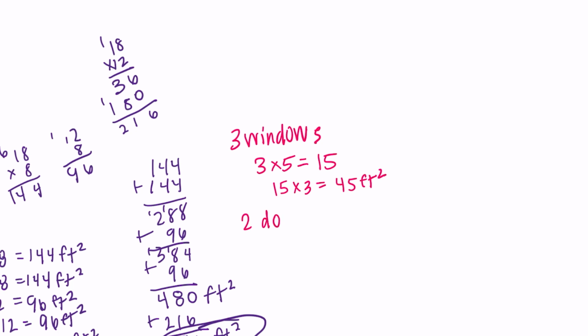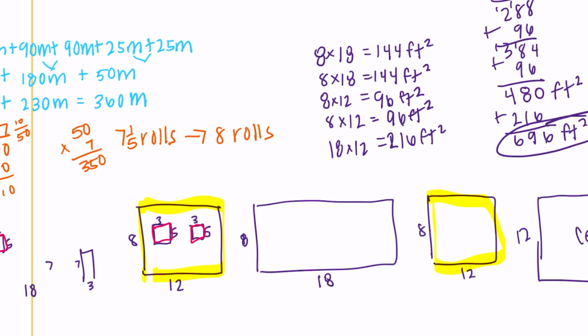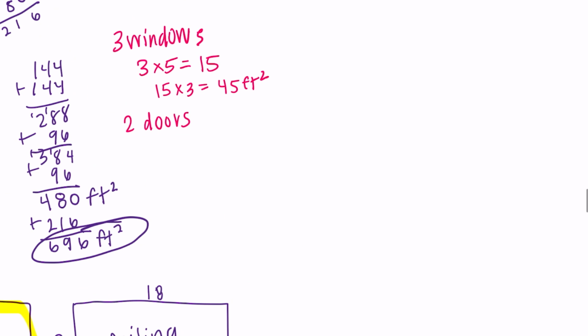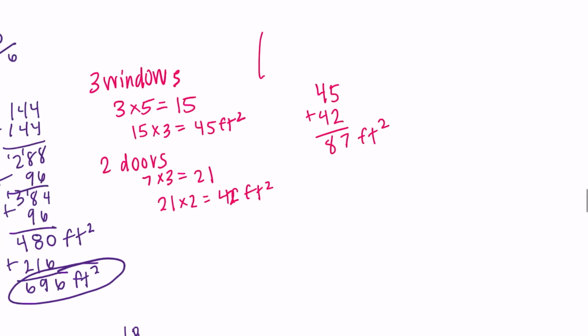And then we had 2 doors that were each 7 by 3. Just erased it. That's okay. The door is still 7 by 3, which is 21, but 2 of them would be 42 square feet that we don't need to paint. So together, the 45 plus the 42 is 87 square feet that doesn't need to be painted. So we can take that out of the total.